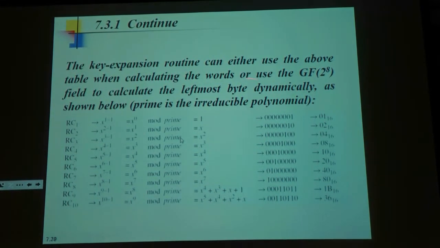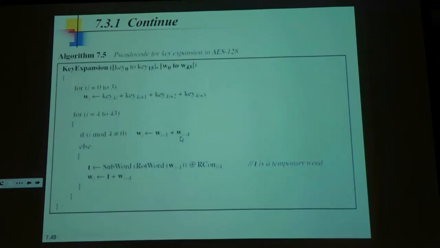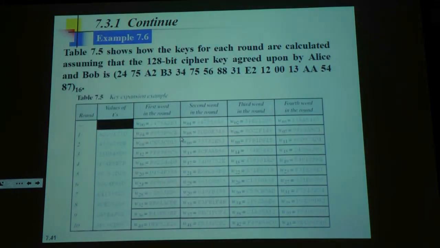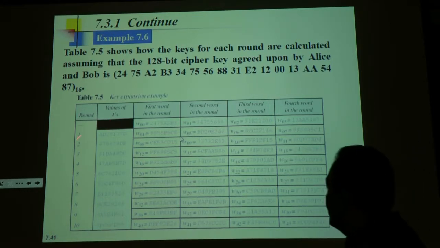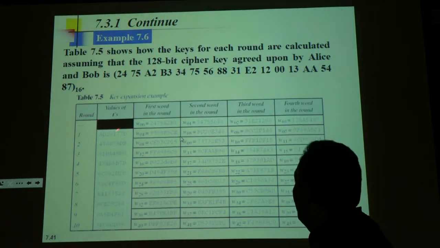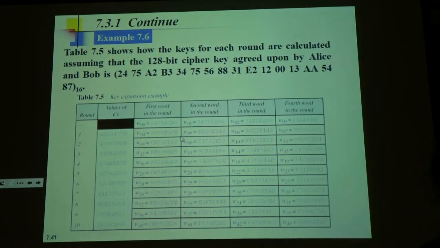This is the key expansion. If you take a look at the key expansion, this is the algorithm. Table 7.5 shows how the keys for each round are calculated, assuming a 128-bit cipher key agreed upon by Alice and Bob. So this is the key. What is the size of the key? 128-bit. So at round 0, there is no temporary. Is there a temporary? There is no temporary, right?